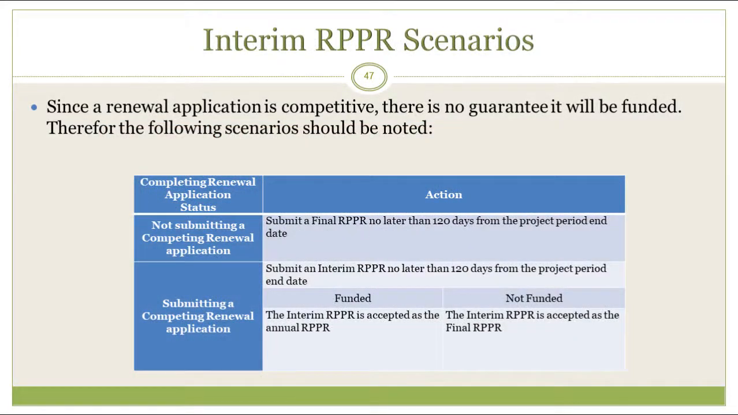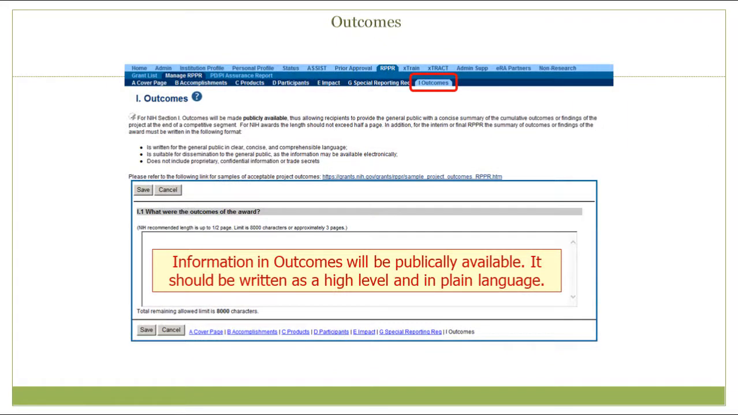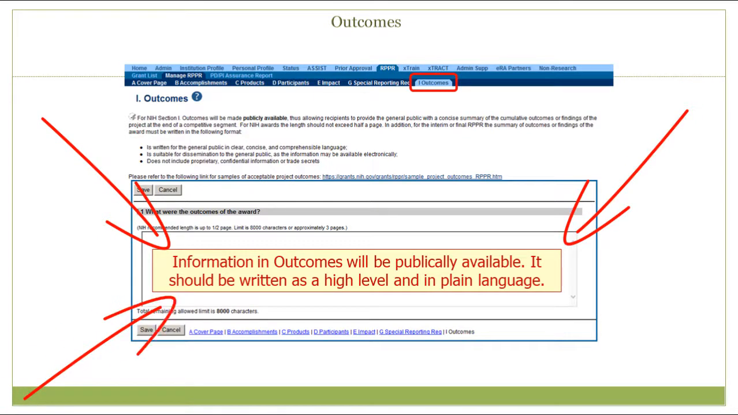Please take time to review this slide when you have a chance about when interim RPPRs would be used and due, and what happens if they go in and out of closeout. The most significant addition to the interim and final RPPRs is the outcome sections. The really important takeaway here is that the information in the outcome sections will be publicly available, and it should be written at a high level and in plain language. Very important takeaway: it will be made public.